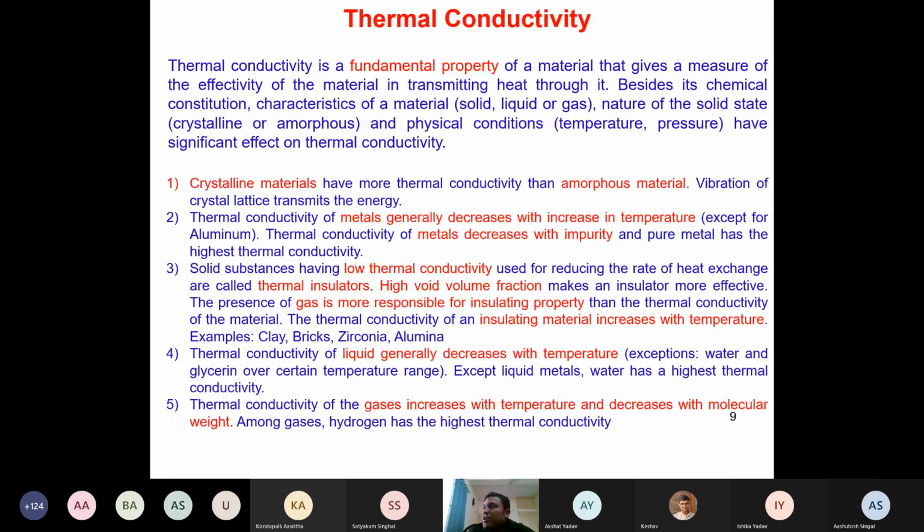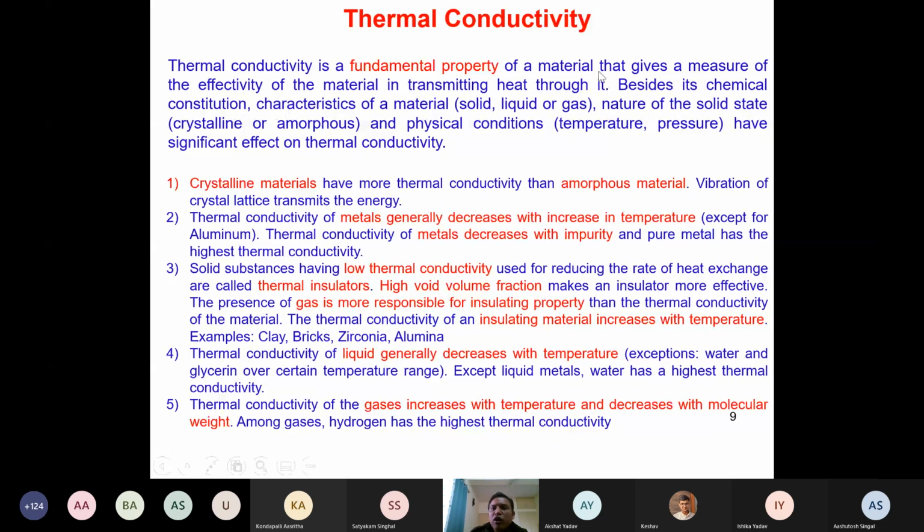Thermal conductivity is a fundamental property, like viscosity and diffusivity. It gives a measure of the effectiveness of the material in transmitting heat through it. So basically it governs how good a conductor of heat a material is, or whether it is not, and that is governed by the property thermal conductivity.